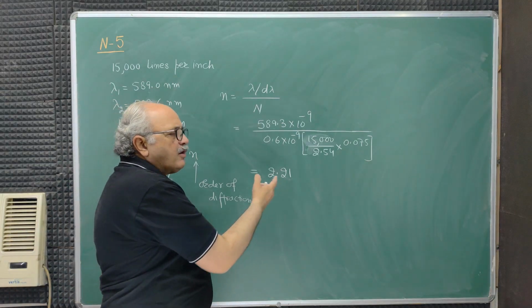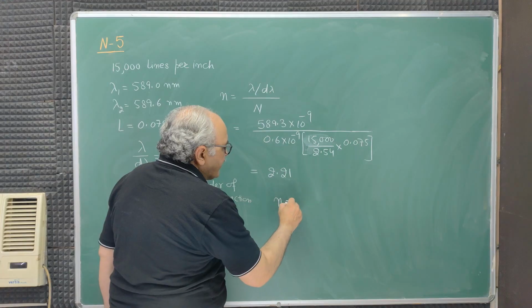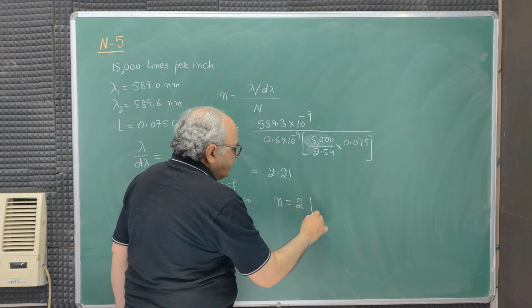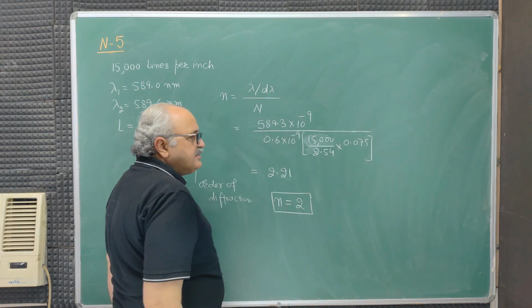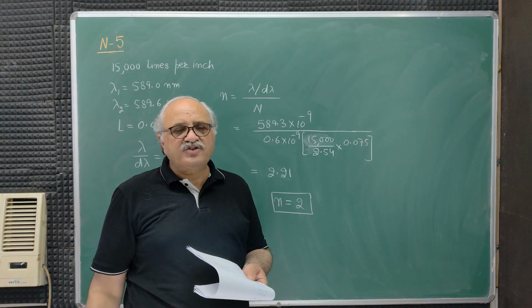Obviously, decimal orders are not allowed, it's only the integral value which is allowed. So the number which is minimum possible is 2. That means you can get this result only in the second order of diffraction from the grating.